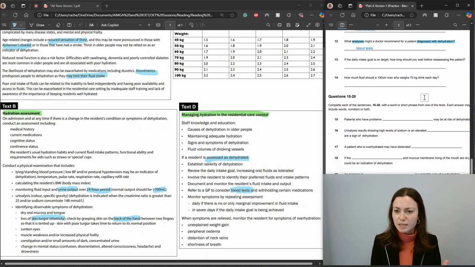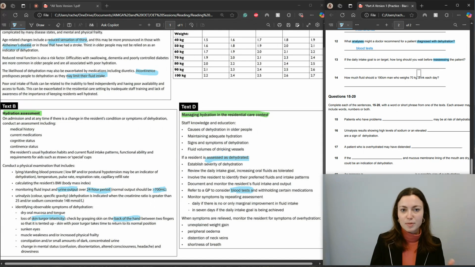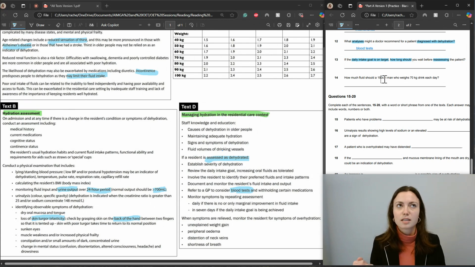Great. Number 13, if the daily intake goal is on target, how long should you wait before reassessing the patient? Okay, a clue for us as well, reassessing. That should tell us something about where we should be looking. We're looking for a length of time, so how long? And this condition, if the daily intake goal is on target. So what's nice when we start to get into the later questions is often we've seen pieces of this information by searching for other answers.